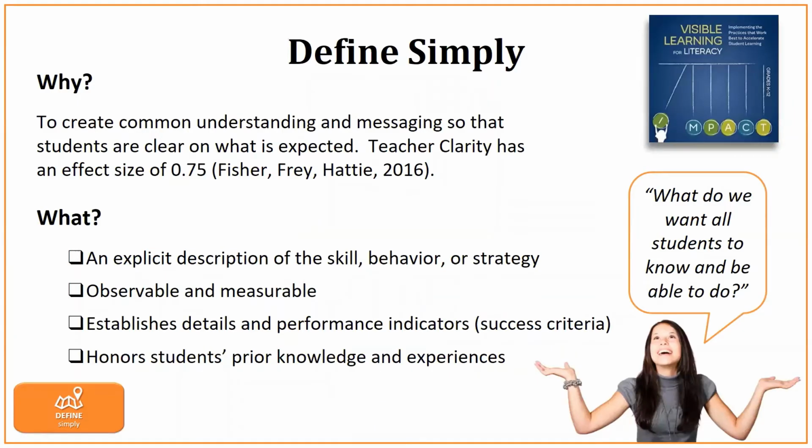The first thing you need to do when planning for academic and social behavioral instruction is to define what it is that you want all students to know and be able to do. Regardless of if it is a behavioral, social, or academic skill, teacher clarity is a powerful factor in classroom instruction, and it has a significant impact on learning. In the book, Visible Learning for Literacy, Doug Fisher, Nancy Fry, and John Hattie note that the effect size for teacher clarity is 0.75.